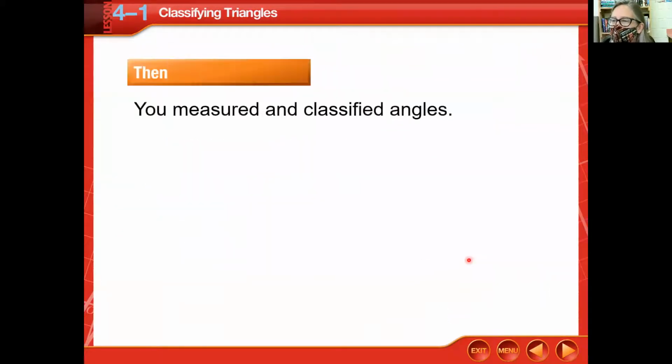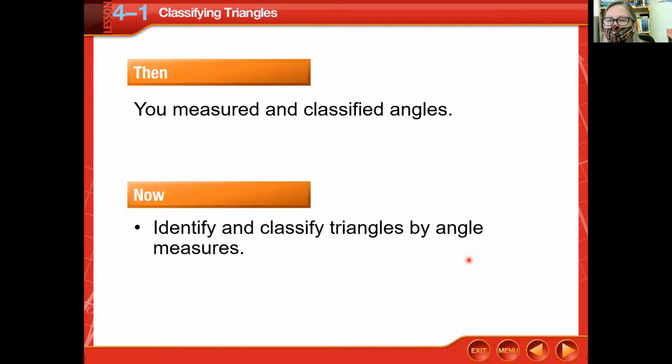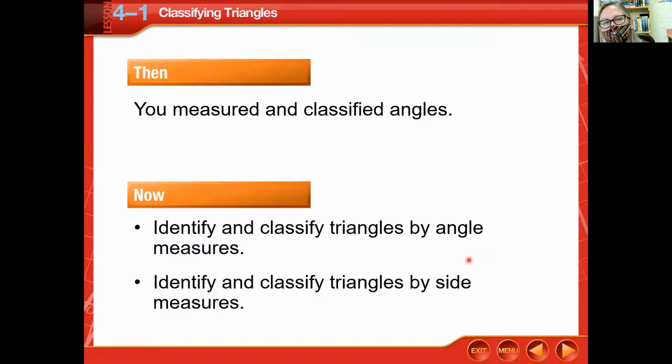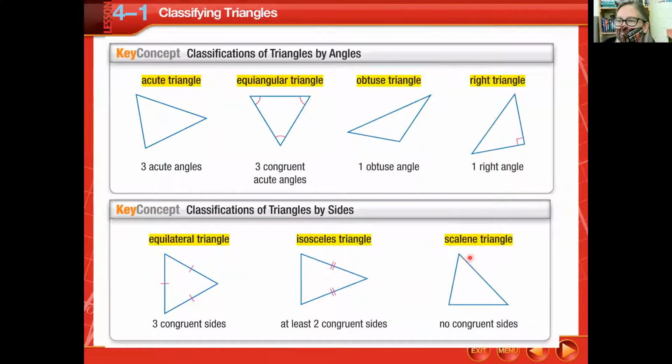Alrighty, we've been measuring and classifying angles. There are acute angles and obtuse angles. Remember, acute angles are smaller than 90 degrees, obtuse angles are more than 90 degrees, and right angles are 90-degree angles. You can name triangles with the same idea. I'm going to start with the obtuse triangle, because an obtuse triangle is a triangle that has one obtuse angle.